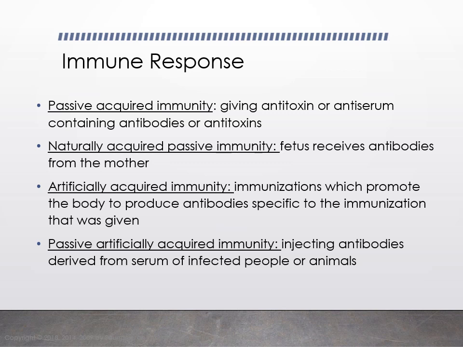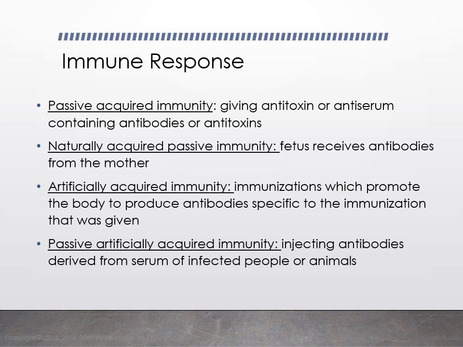Next, we have artificially acquired immunity. So this is our immunizations. Immunizations which promote the body to produce antibodies specific to the immunization that was given. So polio, for example. So that's going to promote the body to produce antibodies against that specific thing. This is an example of artificially acquired immunity. And then last, we have passive artificially acquired immunity. So this is where we inject antibodies derived from a serum of infected people or animals. This is passive artificially acquired immunity.